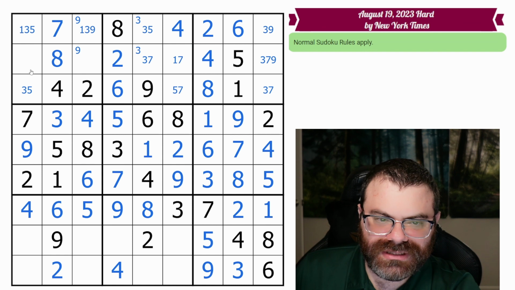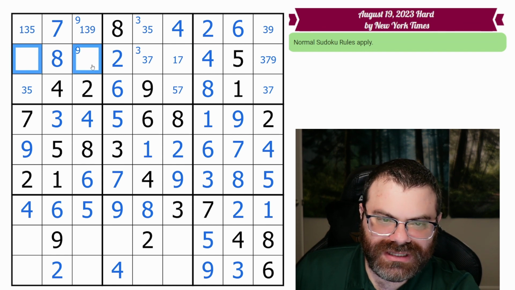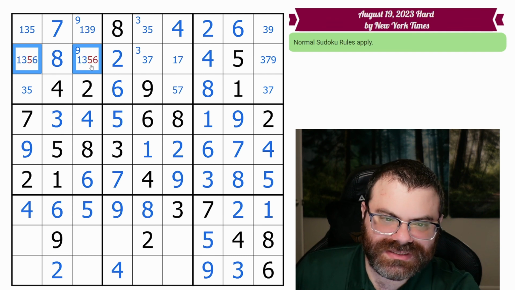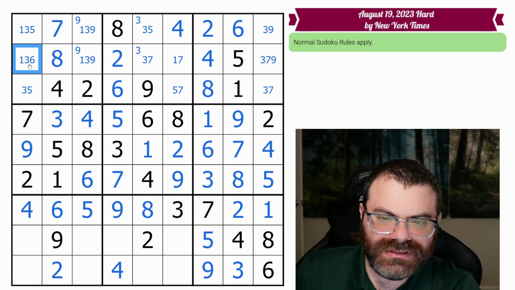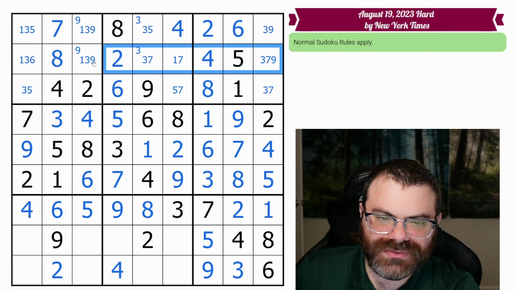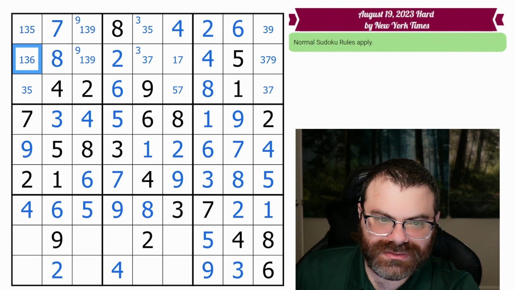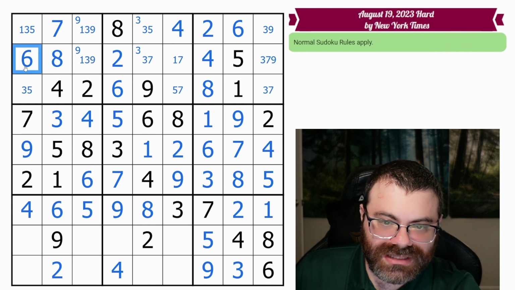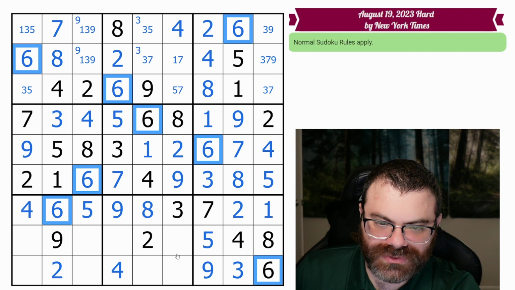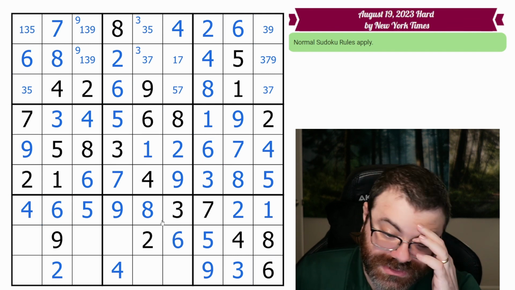Is there really nothing to see here? I guess I'll pencil these. 1, 3, 5. What else am I missing? So 1, 3, 5, 6, 9. Right, so 6 in this row can only go here. Yes, also in the box. But I think that might have been the last 6. No, we have one more 6. It's right here. There we go. That was the last 6.